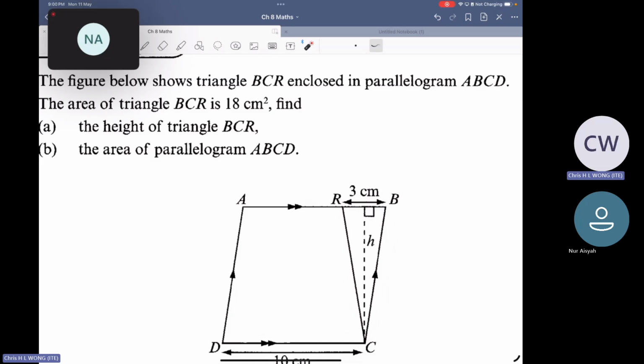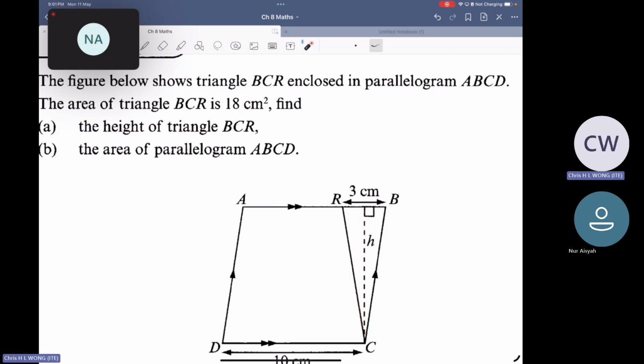The area of the triangle is 18. Now they tell you this is 18. You're supposed to find the height of the BCR. If this is the base, the height of the BCR is the perpendicular line, right? This is the height, isn't it? The height of the triangle is the height of the parallelogram. It's the same, you know.